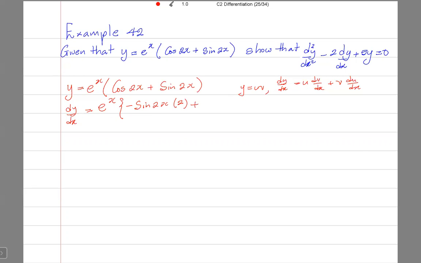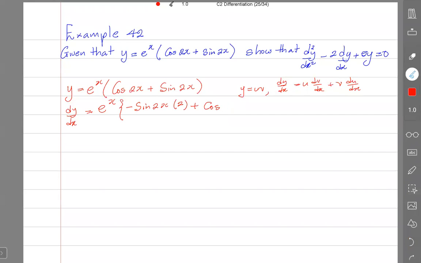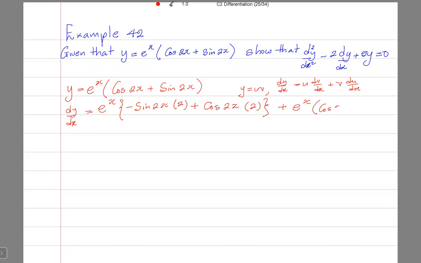plus, if I differentiate sine, I get cos, so cos 2x, and I have to multiply by the differential of the inside function, which is 2. All right, so that's leave the first, differentiate the second, plus differentiate the first, which is e to the x, leave the second, which is the cosine of 2x plus the sine of 2x.